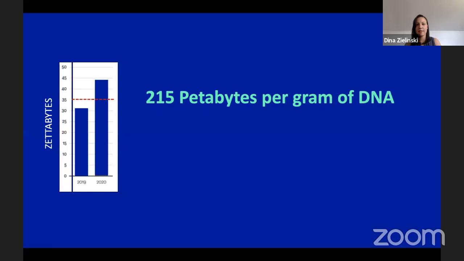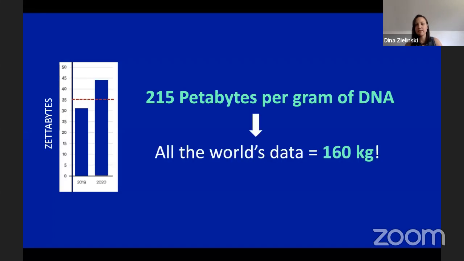And so, as I mentioned, we are in the zettabyte era here. We were able to show in our study that we could store about 215 petabytes of digital data in a single gram of DNA. So what this means is that if we cut the difference between 2019 and 2020, and say the world's data amounts to roughly 35 zettabytes, then if we stored all the world's digital data in DNA, it would weigh about 160 kilograms. That's an incredibly impressive density.